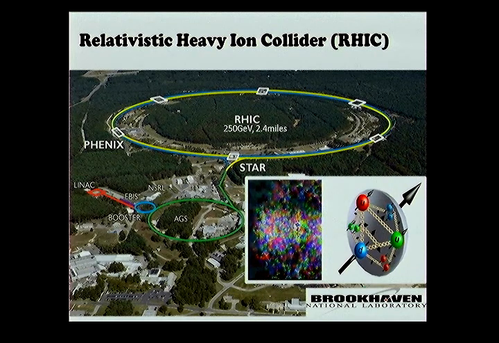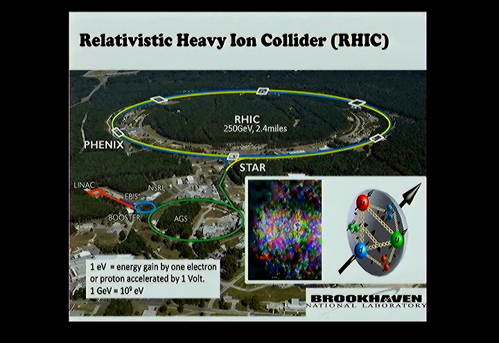What does that mean? Normally, we use EV, or electron volt, to measure a particle's energy. 1 EV is the energy gained by 1 electron or 1 proton accelerated by 1 volt. You know, for normal AA or AAA batteries, the voltage is 1.5 volts. 1 GeV, or 1 giga-EV, is 10 to the 9 EV.